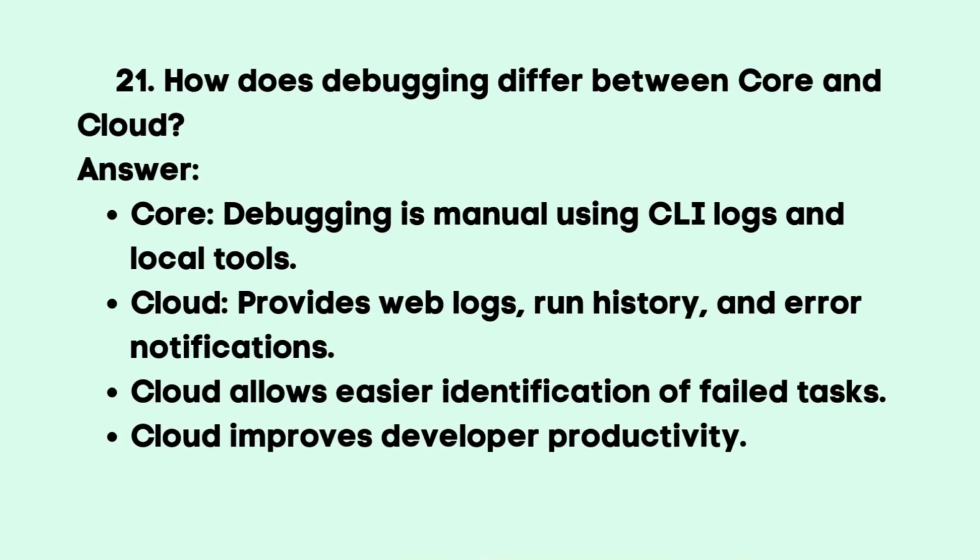How does debugging differ between Core and Cloud? Answer: Core debugging is manual using CLI logs and local tools. Cloud provides web logs, run history, and error notifications. Cloud allows easier identification of failed tasks. Cloud improves developer productivity.